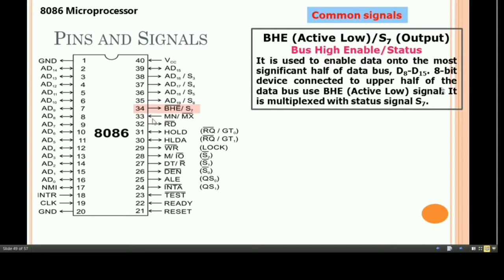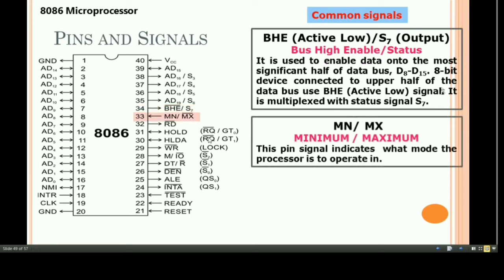So whenever an 8-bit device is connected to the upper half of the data bus, at that time this bus high enable signal is used, and this bus high enable signal is active low in this case. So it is multiplexed with the status signal S7.